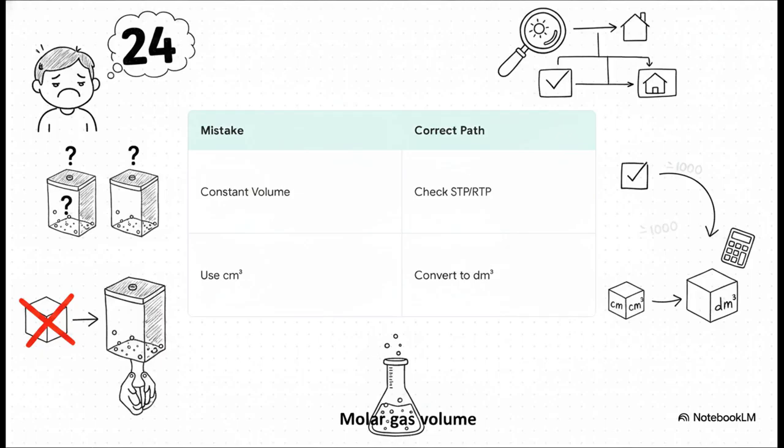The second massive trap is using the incorrect units. Liters are equivalent to cubic decimeters, or dm cubed. If the question hands you a volume in cubic centimeters, cm cubed, you absolutely must convert it to dm cubed before running your calculations, or your final magnitude will be way off.